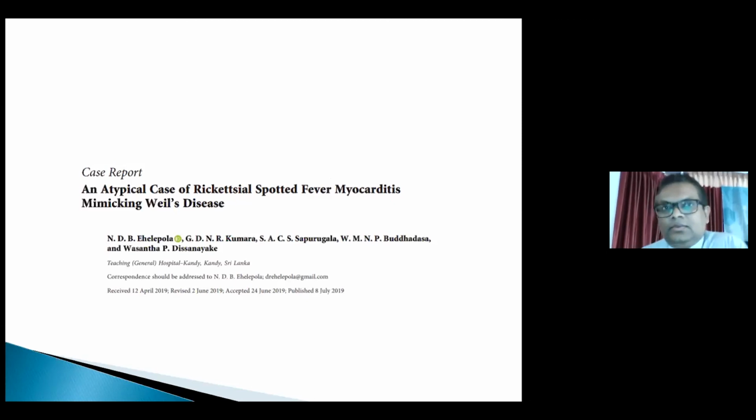This is a case of a 65-year-old male who was admitted to Kandy with fever, low BP, and features of sepsis. He was icteric, and they were managing him like leptospirosis, but with treatment he was not improving. Then they did an indirect immunofluorescence assay, which confirmed that he had spotted fever myocarditis, because he had a low ejection fraction and he was having heart failure. And with the treatment of doxycycline, he improved over a few days.